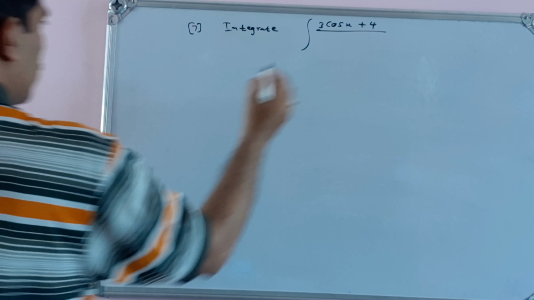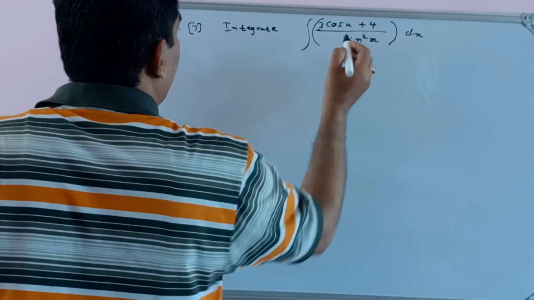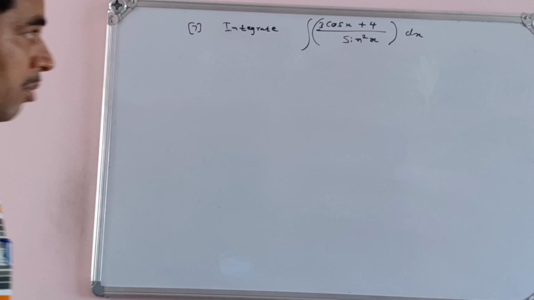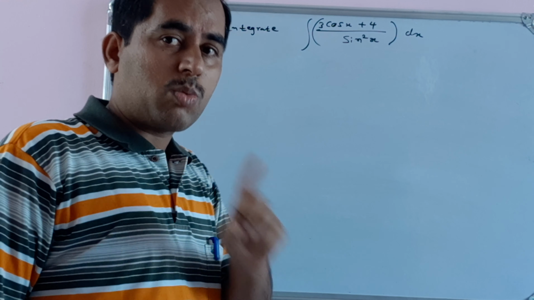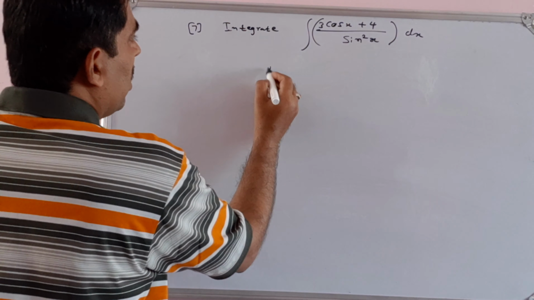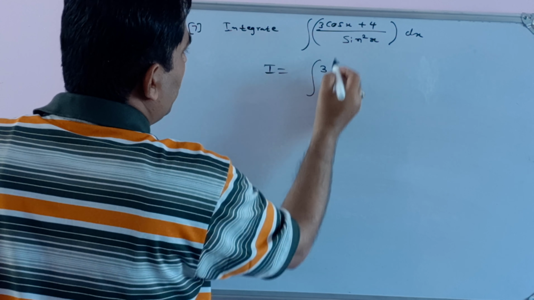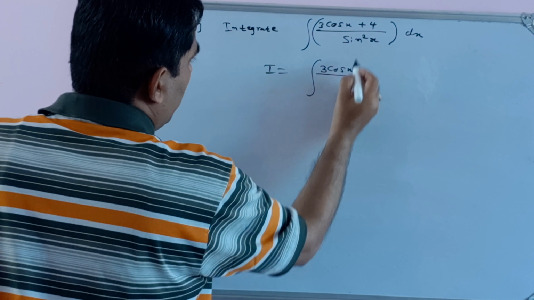By sin square x. Sin square x. Once again, observe the numerator and denominator. The denominator is a monomial, containing only one term. The numerator is a binomial, so split it. That is the method. So we can split the terms. What is the first term in the numerator? 3 cos x, divided by the denominator.